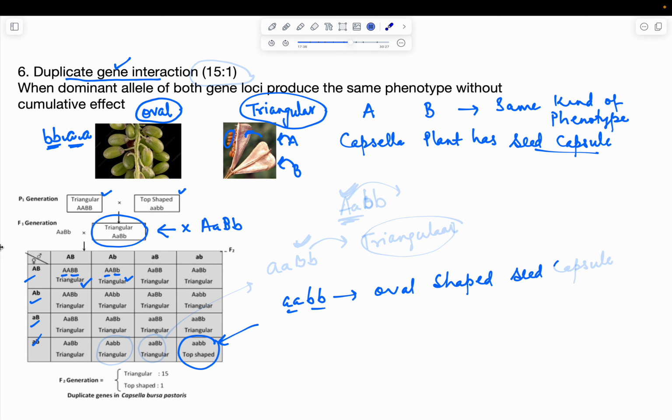seed capsule. We see another genotype, consider this. This has a dominant allele, B, right? So that's why it is producing triangular seed coat. If you consider this, it has A, dominant allele, right? So this is again producing triangular seed capsule. So this is duplicate gene interaction where the phenotypic ratio is modified to 15:1.